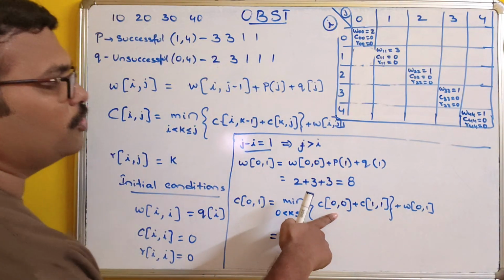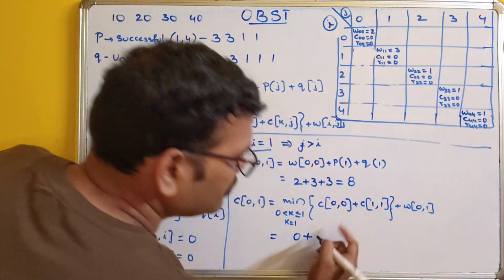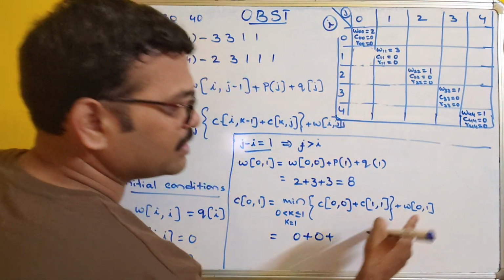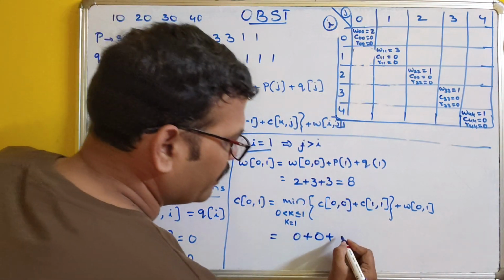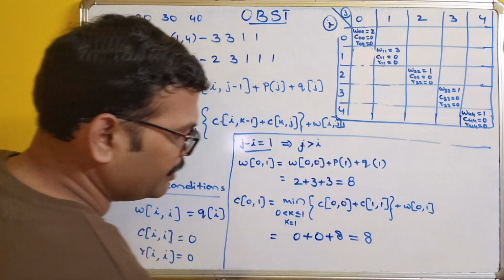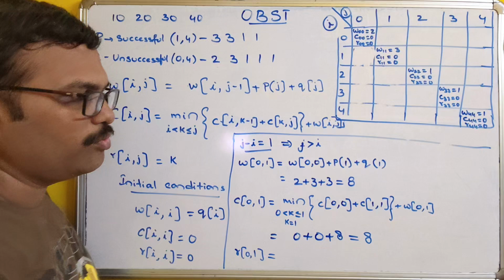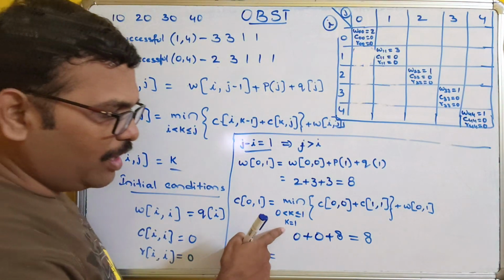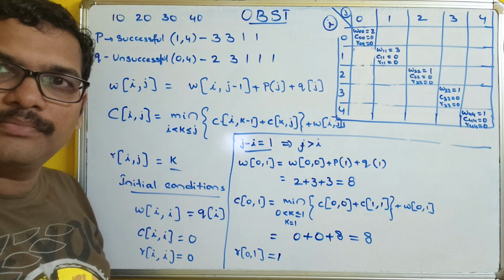So C of 0 0 is 0, plus C of 1 1, again 0, plus W of 0 1. W of 0 1 we have calculated, so 8, which is nothing but 8. And obviously the root of 0 comma 1 is equal to k. So what is the k value? 1. So the values are 8, 8 and 1.